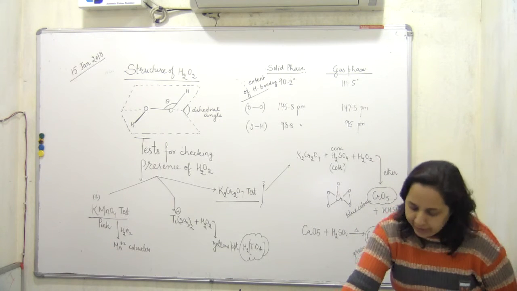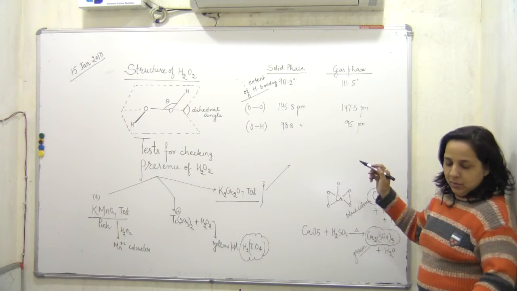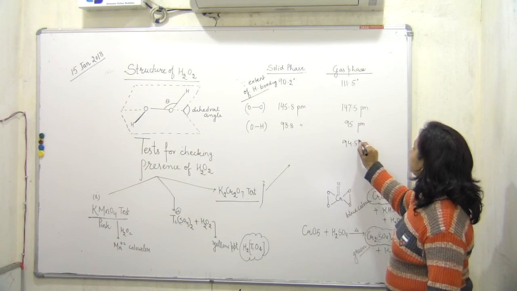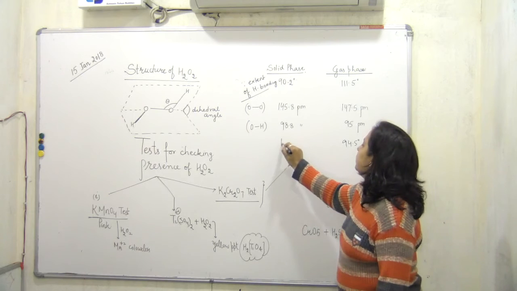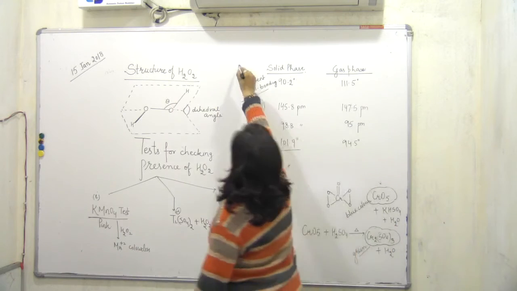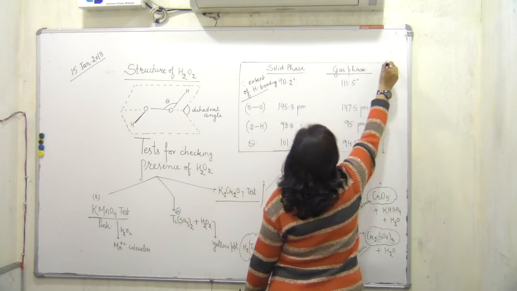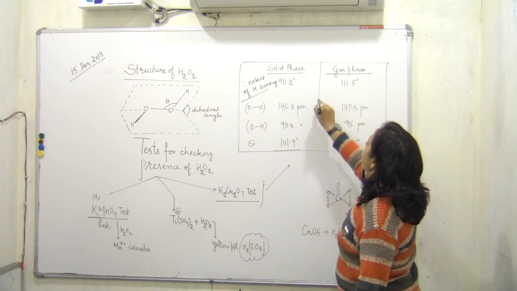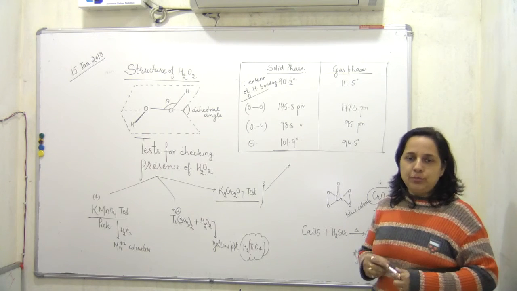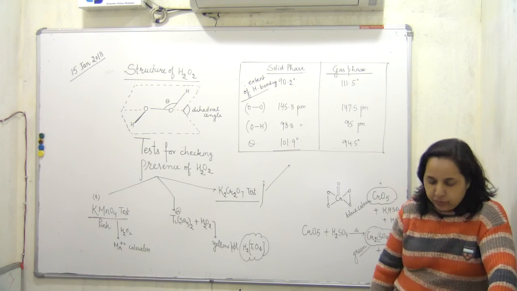And theta, that is the bond angle, in gas phase is 94.5 degree, and in solid phase it is 101.9 degree. That is theta. The two structures differ just because of hydrogen bonding. The extent of hydrogen bonding in the two phases is different. That's about the structure of hydrogen peroxide.